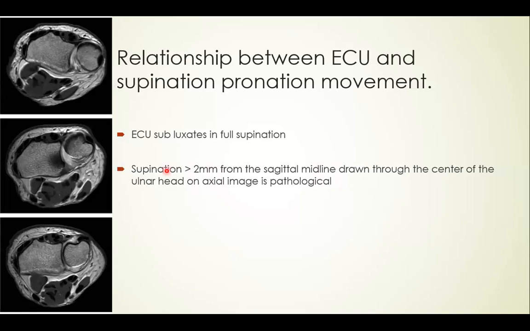So not all subluxation is pathological. When you supinate, if the ECU moves more than 2 mm from a sagittal midline drawn through the center of the ulnar head on axial image, if it subluxates, that is considered to be pathological.